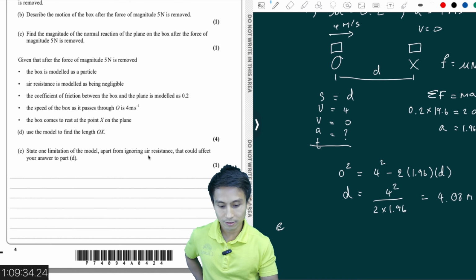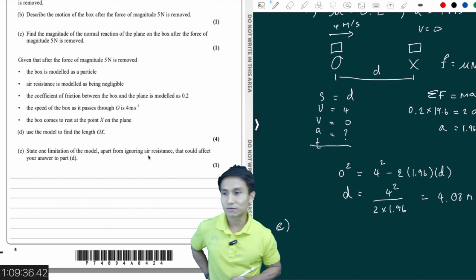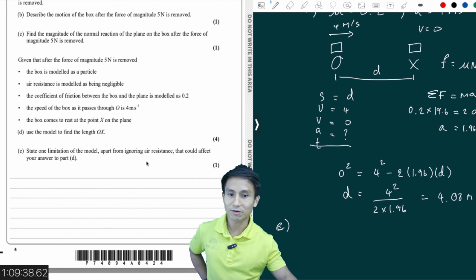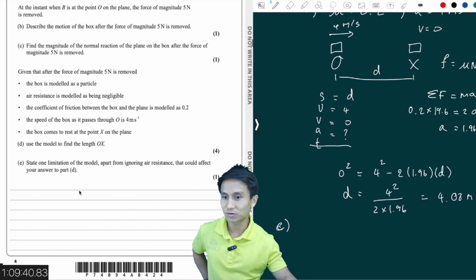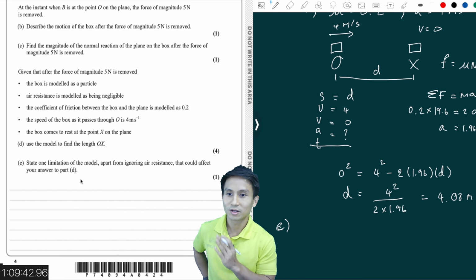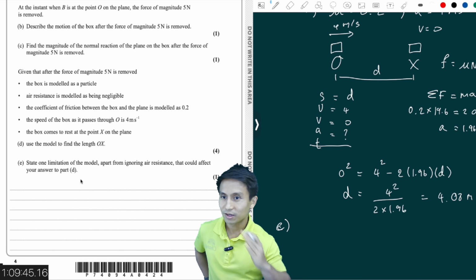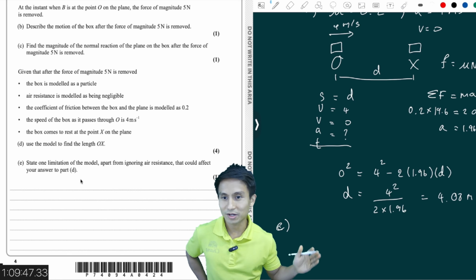E, state one limitation of the model apart from ignoring air resistance. Yeah, again, that could affect your answer to part D. So we can't use air resistance. Well, let's not use particle, but you also could.